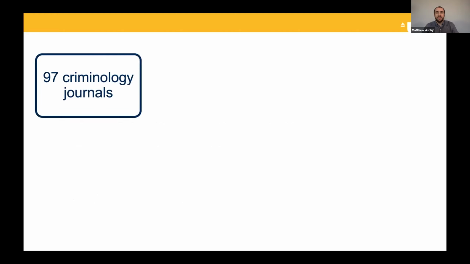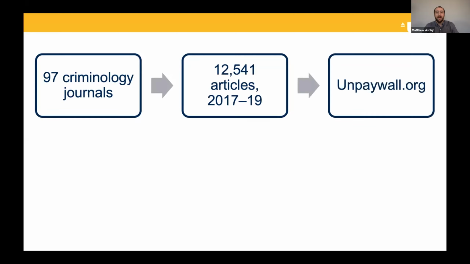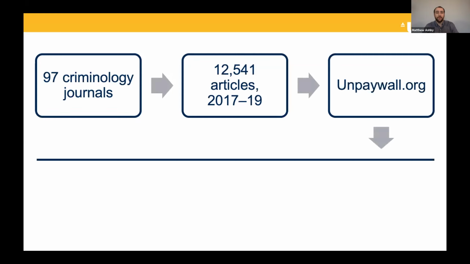So what I did, I took 97 criminology journals, looked at all of the articles that they published in the 3 years, 2017 to 2019, and then put all of those through a service called unpaywall.org. And what unpaywall.org does is it categorizes articles into 4 groups. So green articles are articles where the author has put a version, typically the version that they submitted to the journal originally, online for free.